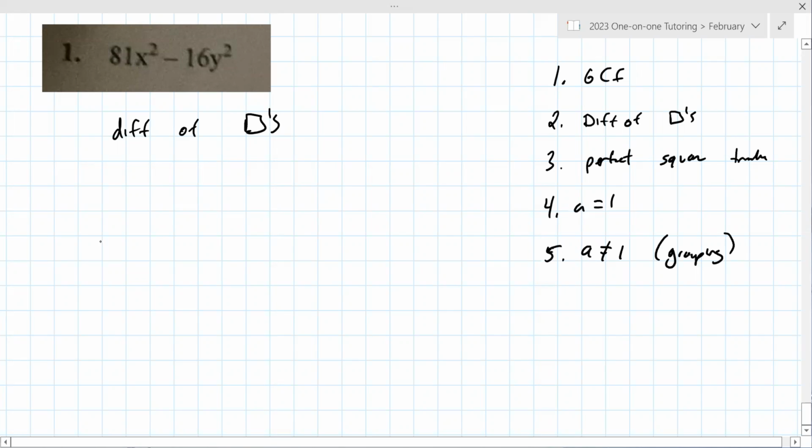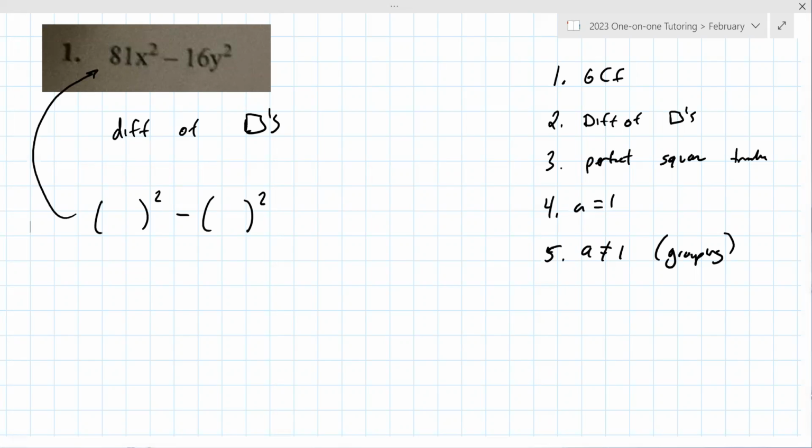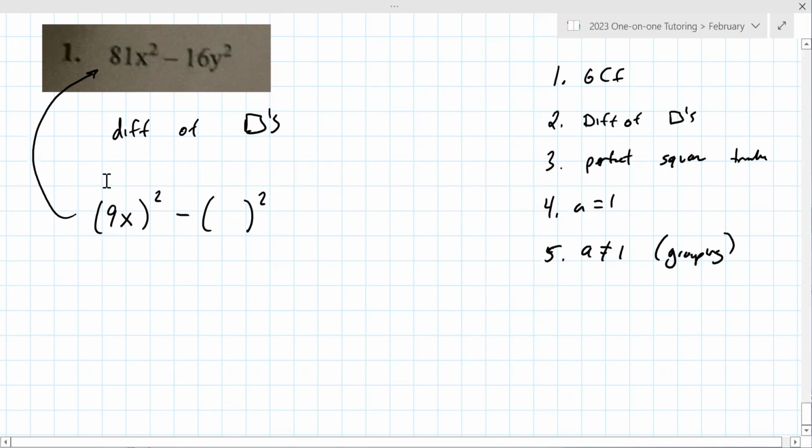Yeah. Okay. So you have to figure out what's squared minus what's squared gets you back to the previous line. Basically, how do you get 81 from a number? How do you get x squared from something down here? 9 and x. Yeah, 9 and 4. And then 4 y.